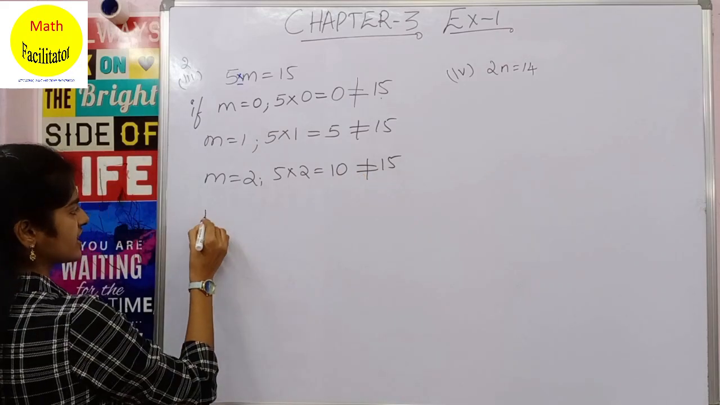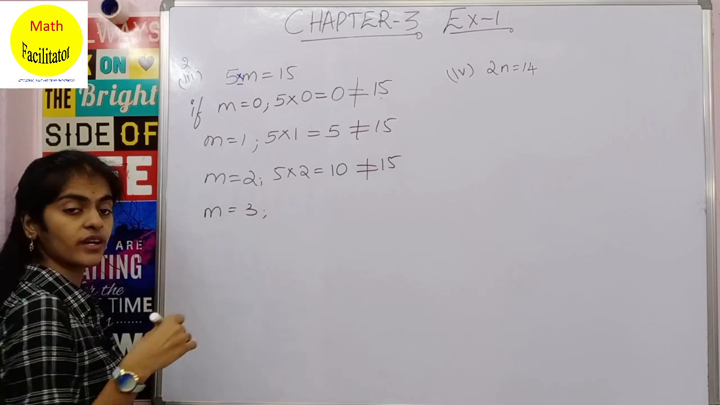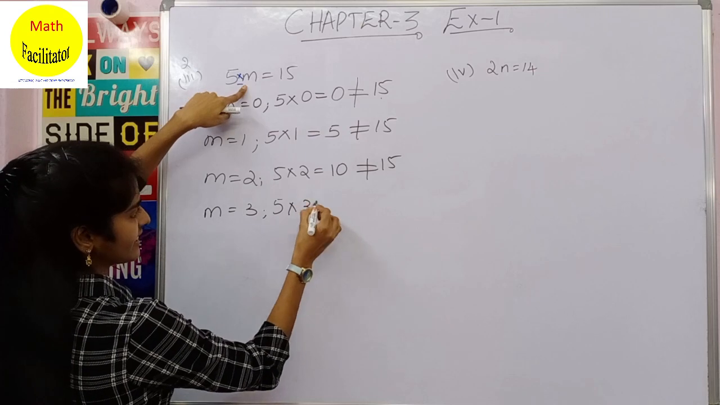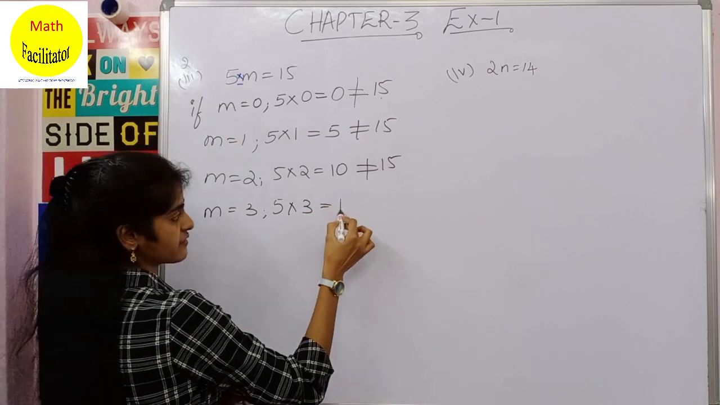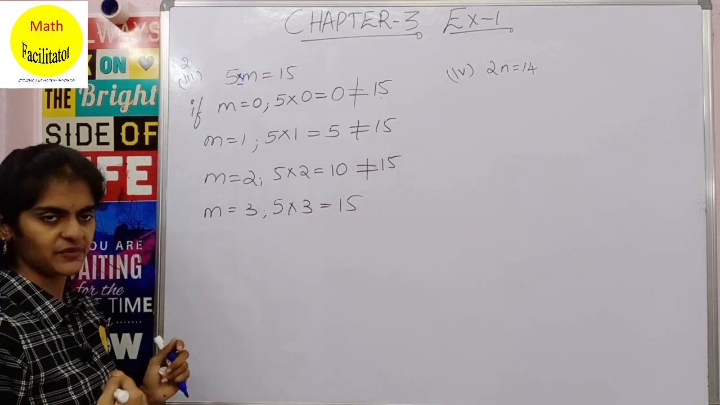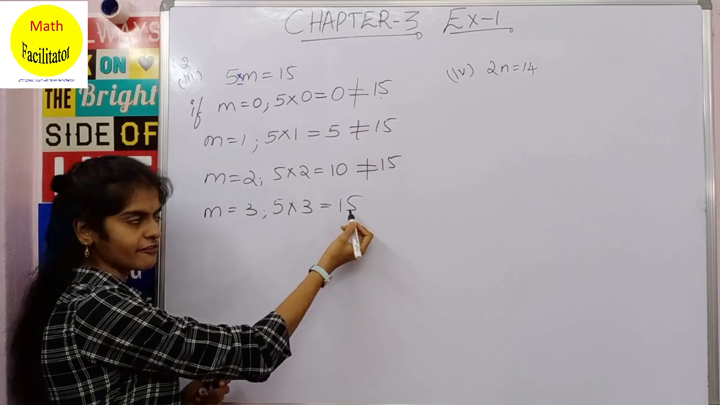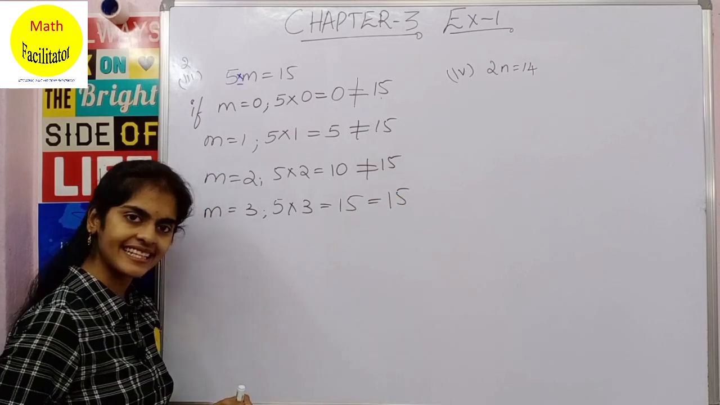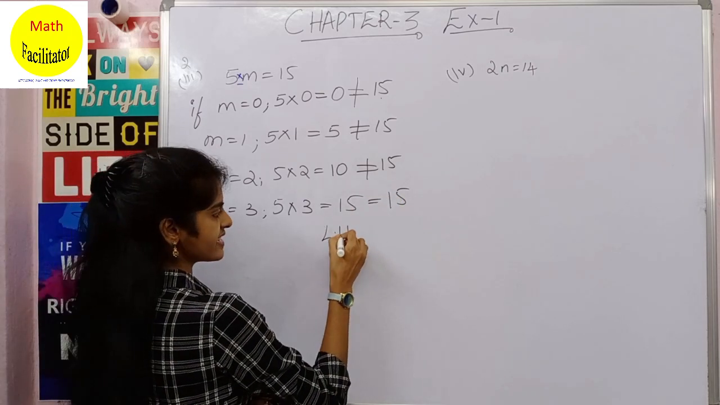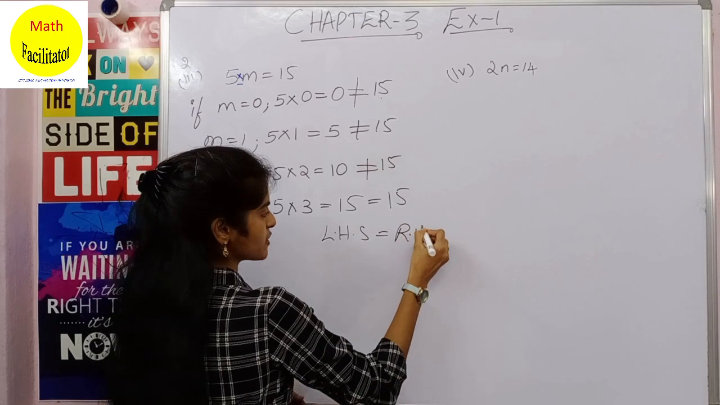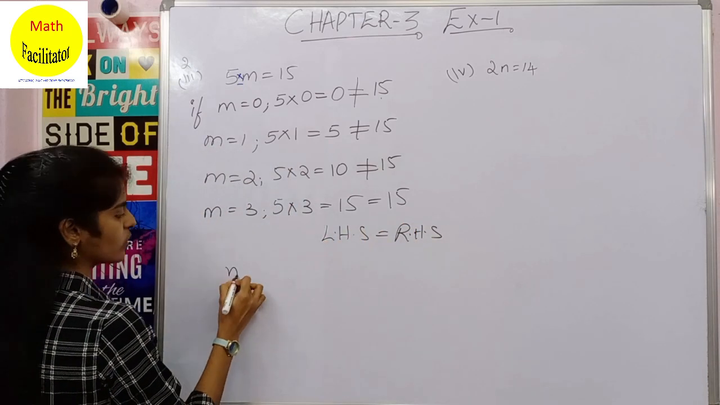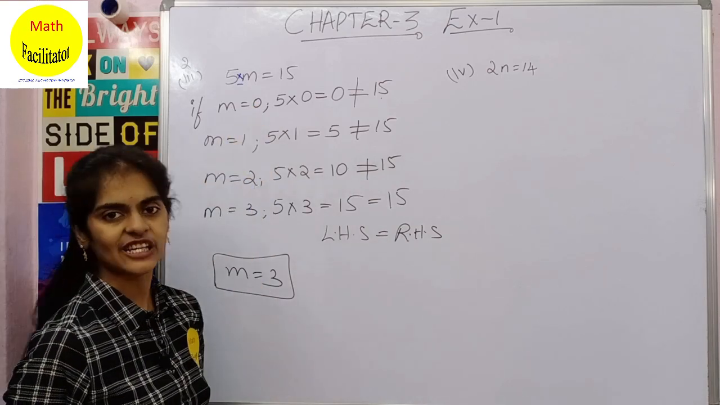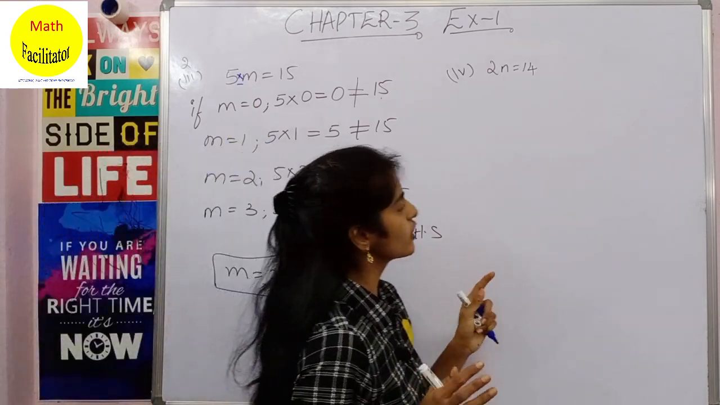Moving on to the next value, if you take m equal to 3, what happens? This is 5 multiplied by 3. 5 multiplied by 3 gives you what? It gives you 15, right? So the LHS value you got is 15, and what is the RHS value? It is also 15. Now is 15 equal to 15? Yes. So here you got LHS equal to RHS when you took m equal to 3. So m equal to 3 is the solution of this equation. Clear? So now moving on to the next question.